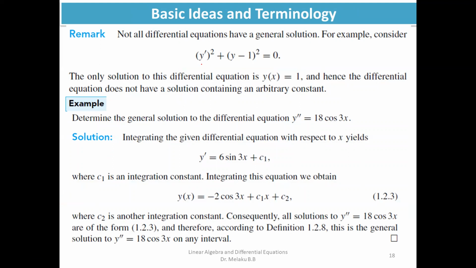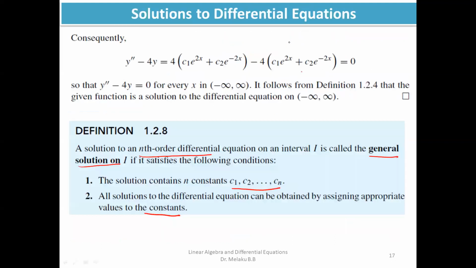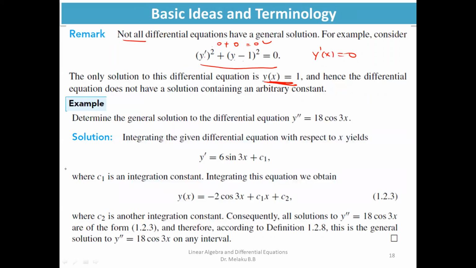For example, if you consider this differential equation, its solution is simply the constant function 1, because if you differentiate, y prime of x is 0. So this will be 0 squared, 0 plus 1 minus 1 is 0, 0 squared is 0. So this will be 0. Therefore, we can say as a remark that not all differential equations have a general solution. And for those differential equations that have a general solution, it must satisfy these two conditions.